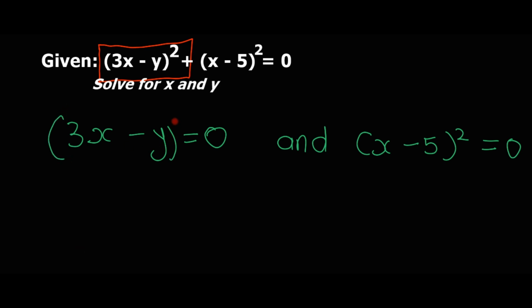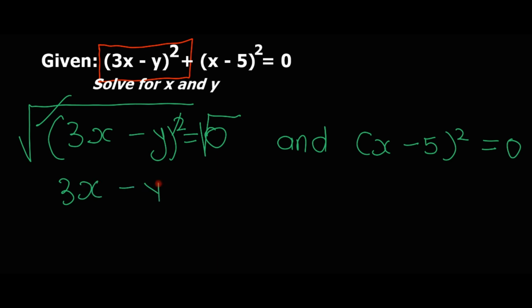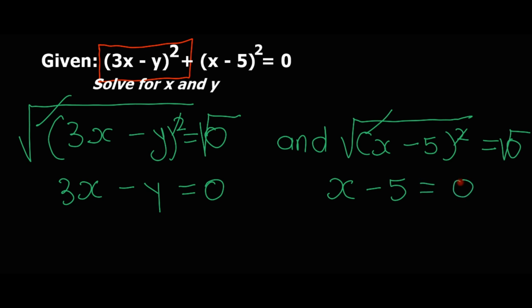So this is squared, by the way, and now you can put square root both sides. If you put square root both sides, this one is going to cancel this one. So now this is the same as saying 3x minus y equal to 0, and then we do the same here. We put the square root both sides. So x minus 5 equal to 0, and from there we can easily solve for x. Therefore x equal to 5.